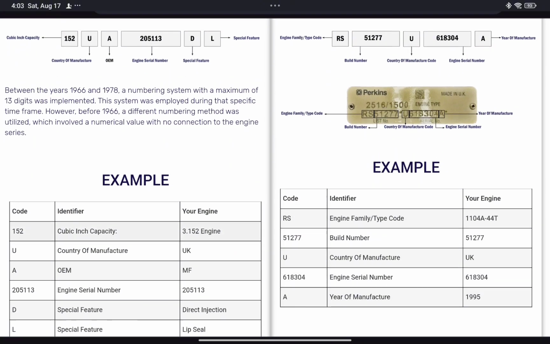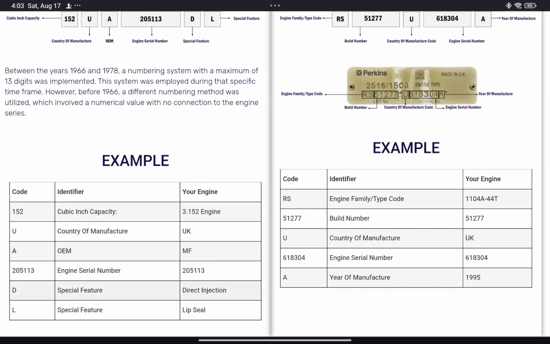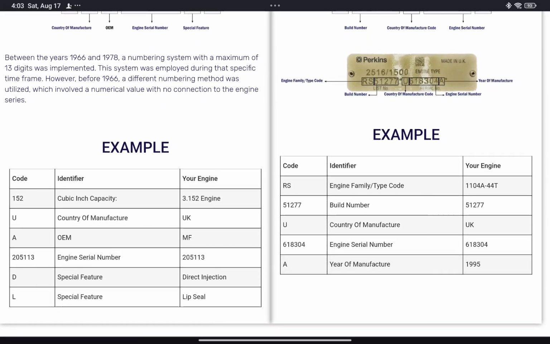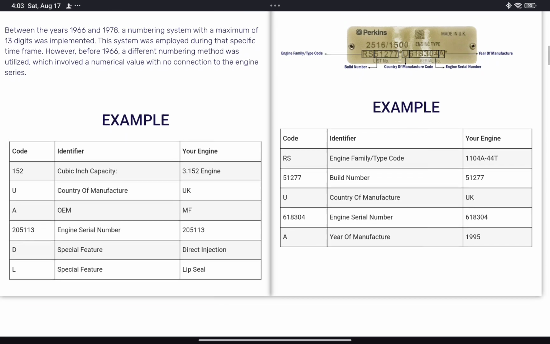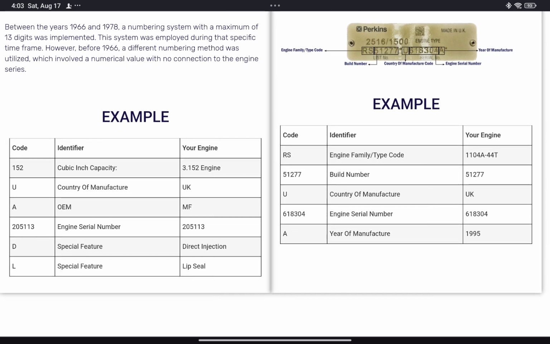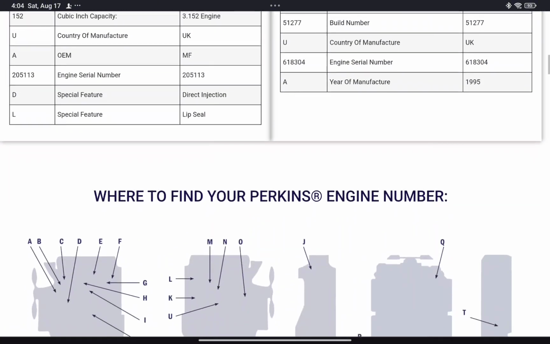Here we have what we call the RS, which is the engine type or the family code of the engine, and the next 5 digits is what we call the build number. The U is what we call the country code, and the 6-digit number shown here is what we call the engine serial number. The letter which you can see here is what we call the year manufactured.